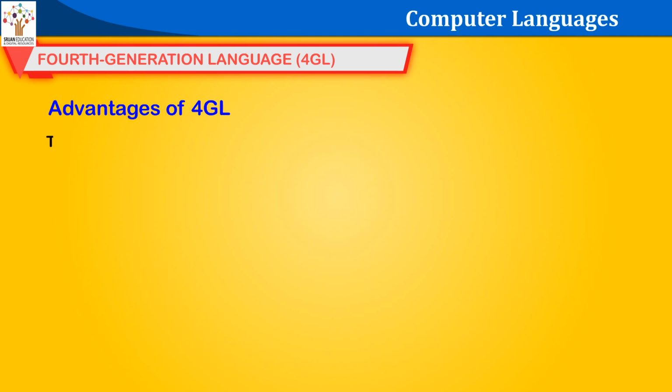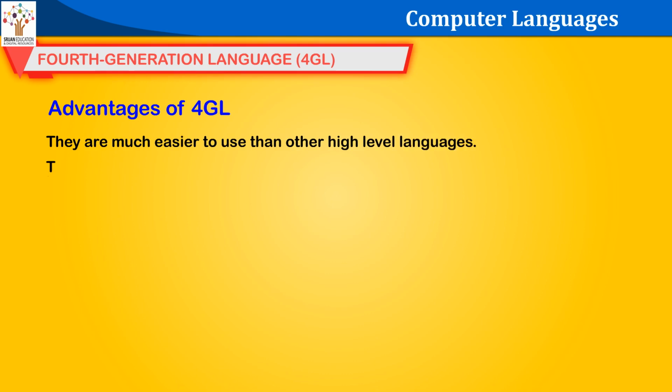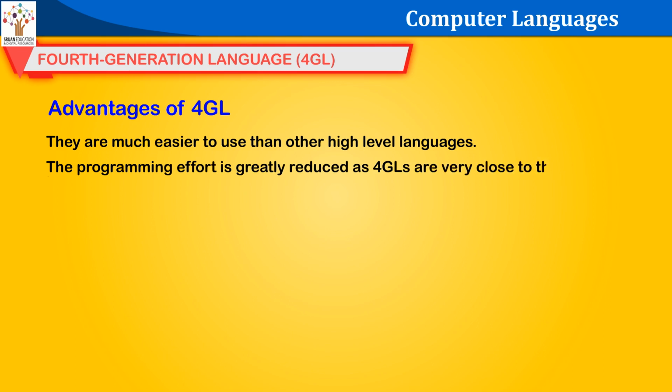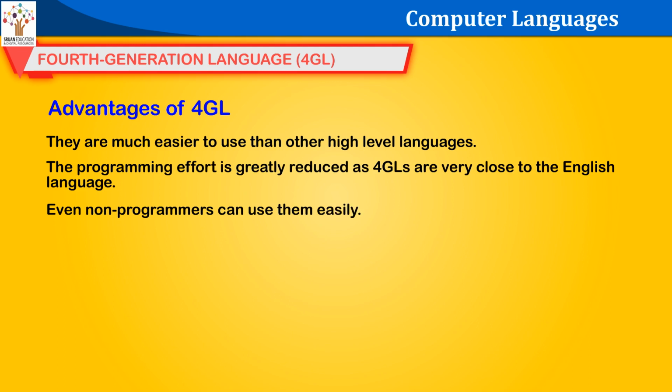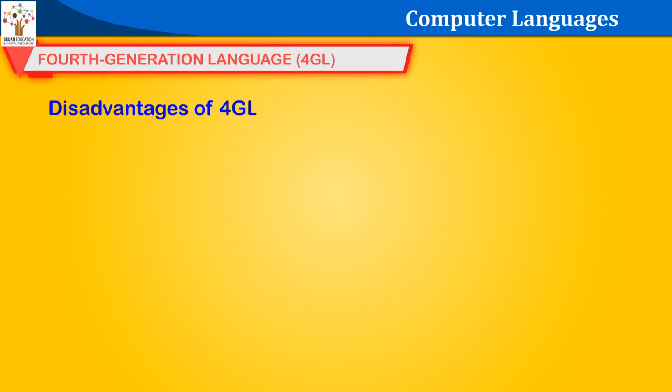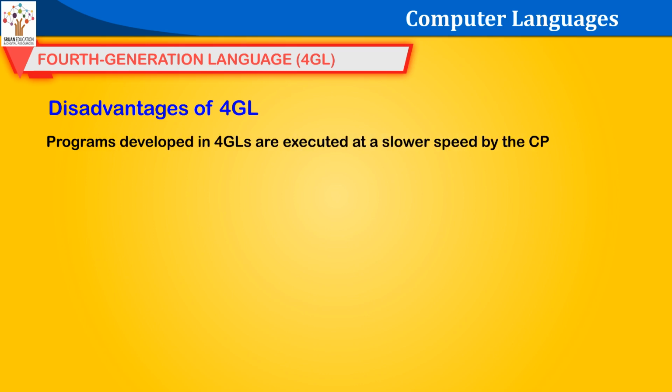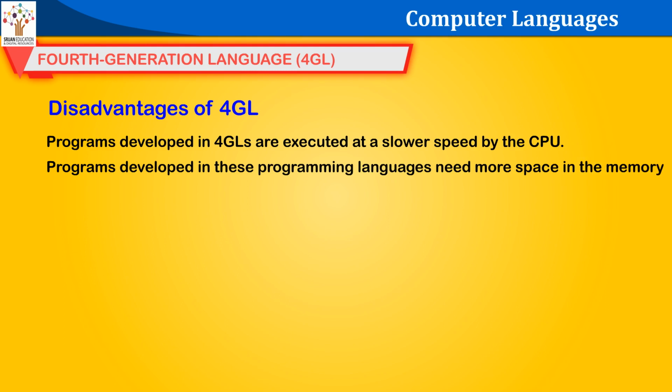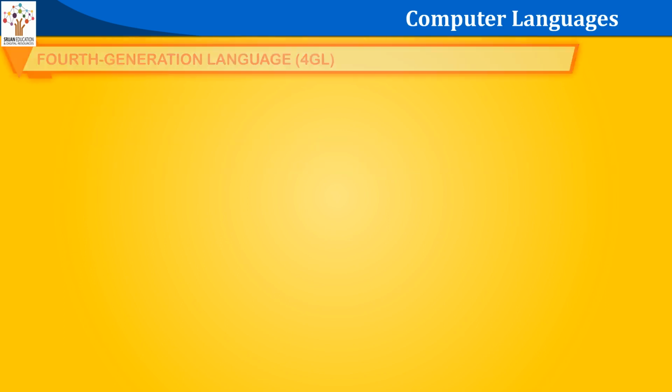Advantages of 4GL. They are much easier to use than other high-level languages. The programming effort is greatly reduced as 4GLs are very close to the English language. Even non-programmers can use them easily. Disadvantages of 4GL. Programs developed in 4GLs are executed at a slower speed by the CPU. Programs developed in these programming languages need more space in the memory of the computer system.